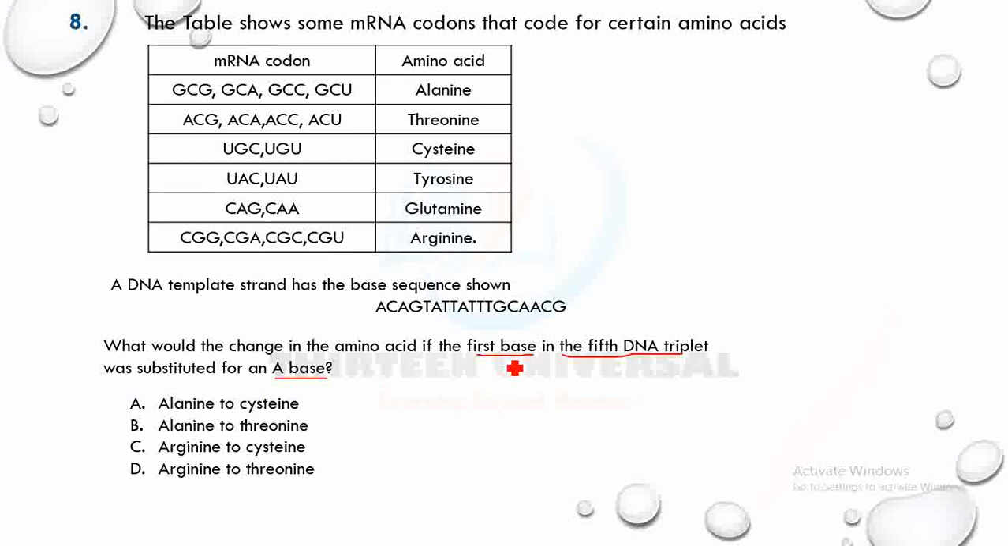So remember, the first base in the fifth DNA triplet. Let's go. A triplet is a sequence of 3 bases. This is the first triplet, this is another triplet, and another. So we're dividing them into triplets. This is the first one, the second triplet, the third, number 4, and this is the fifth triplet. And this is the 6th triplet. The question says, what would be the change in the amino acid if the first base in the fifth DNA triplet, so this is the first base here, G, was substituted for an adenine base. So remove it and put adenine.